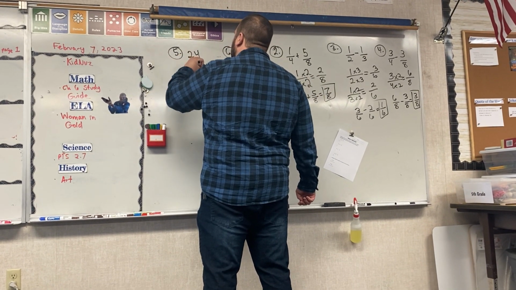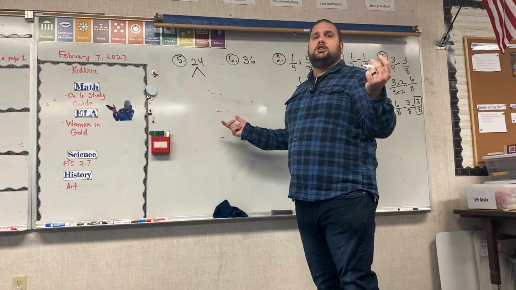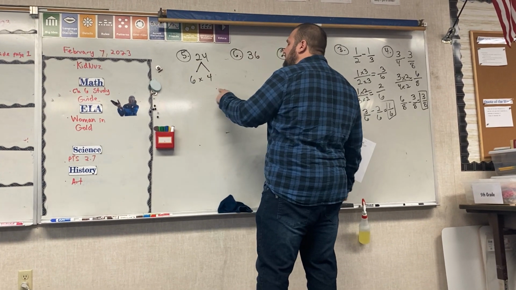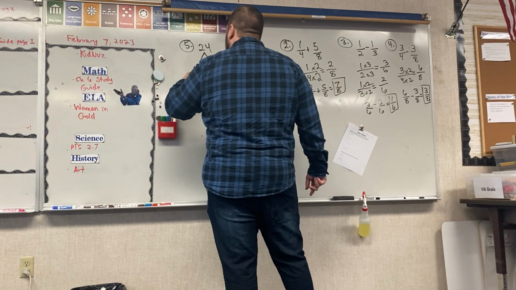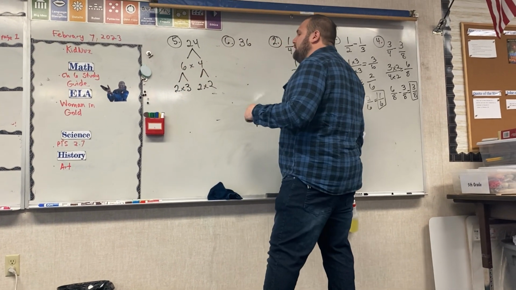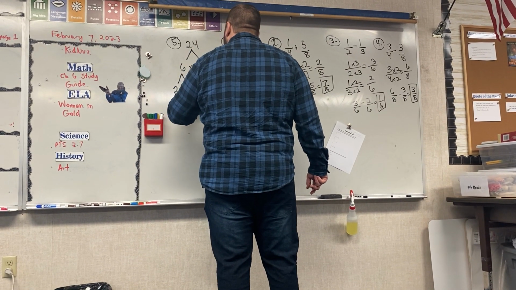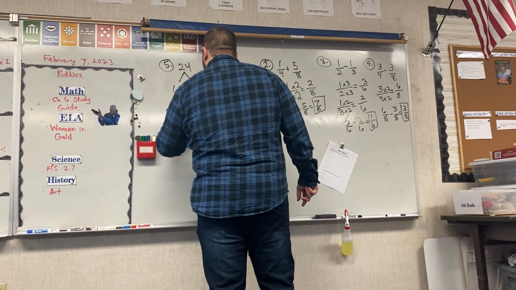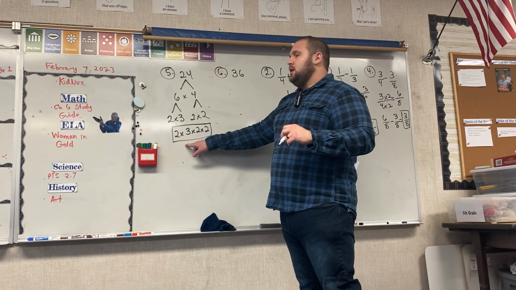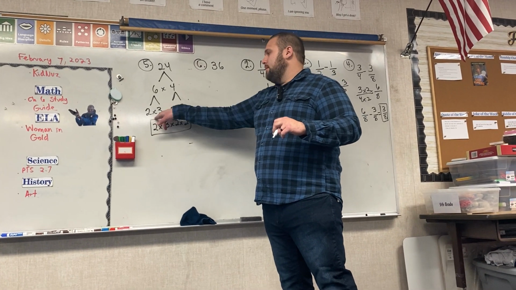Okay, so 24. Let's make a factor tree. You could do 8 times 3, 6 times 4, 2 times 12. I'm going to do 6 times 4. Now, can I split these up even more? Yes. 6 can go into 2 times 3. 4 can go into 2 times 2. So, if I was to make this a multiplication problem, it would be 2 times 3 times 2 times 2. Okay? That's a product of the prime factors. Those are all my prime numbers.